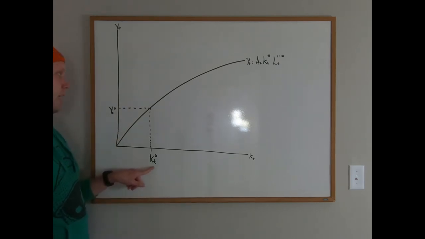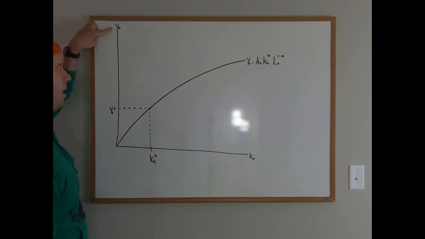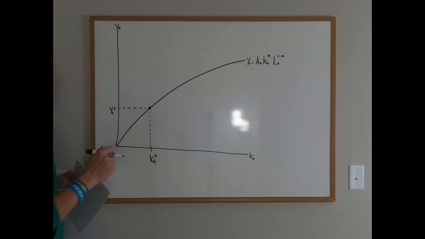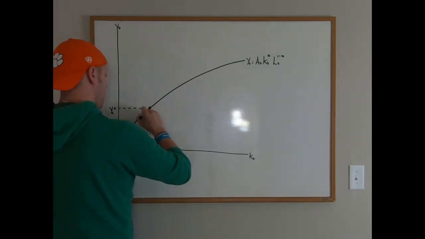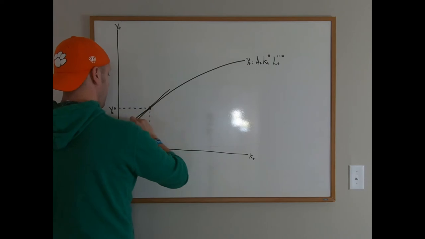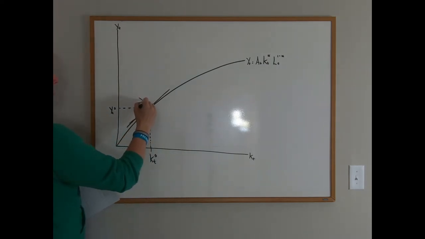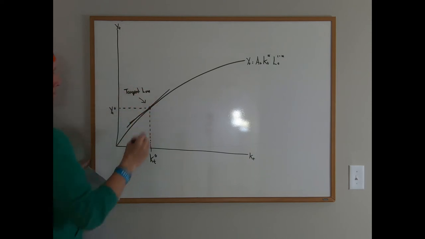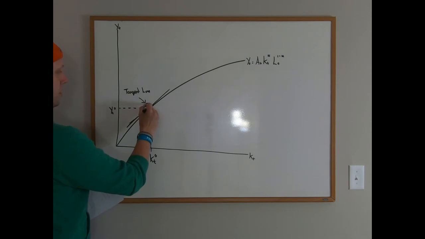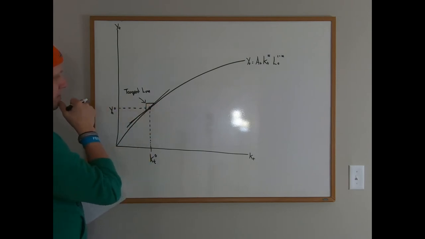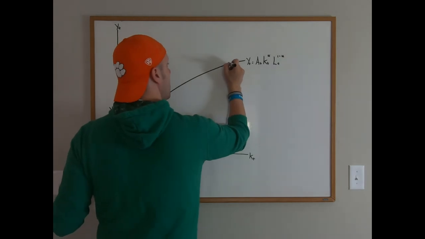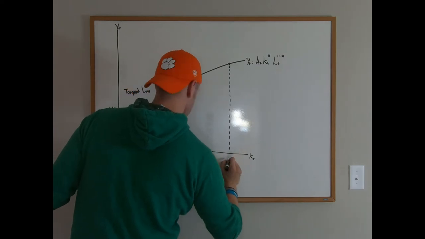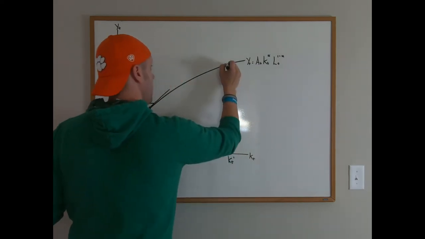So I've got some input of capital, which directly corresponds to some output. And if I were to take the derivative, and I wanted to see what the rate of change was at this particular point, I would have this tangent line. The slope of this tangent line is going to be positive wherever we go. But let's assume I increase the capital stock to K1.